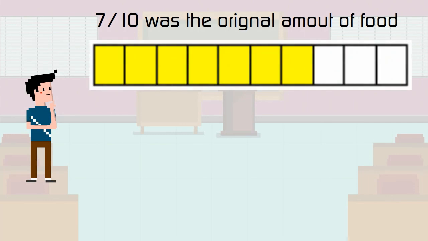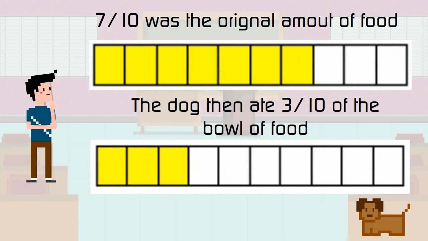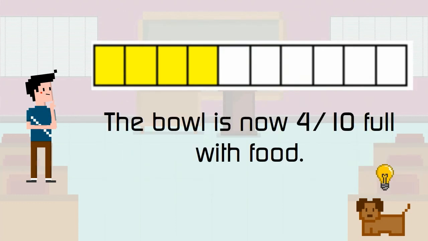Looking at the information from the problem, we know that 7/10 of the original amount of food was in the bowl. Then the dog ate 3/10 of the bowl of food. If we then cross out 3/10 of the original amount, we know that the bowl is now 4/10 full with food.